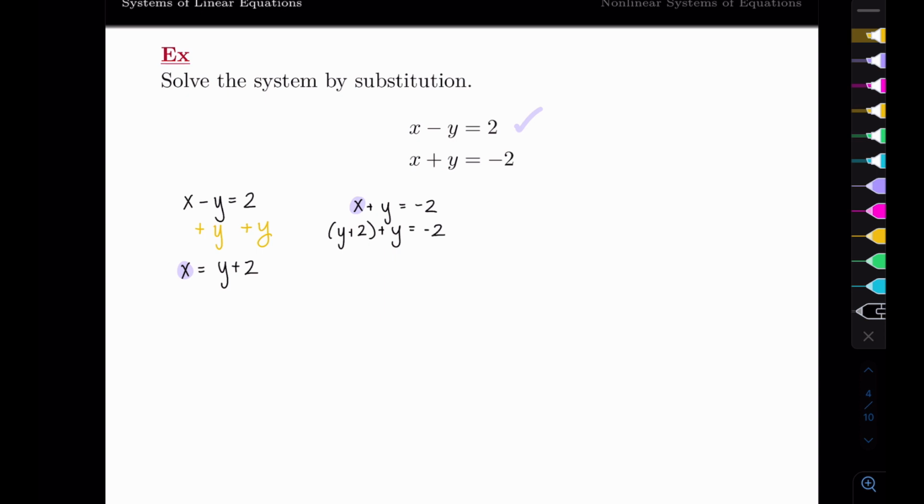If I go ahead and condense these, y plus 2 plus y, I can group my like terms. So this is 2y plus 2 must equal -2. And then to solve, we just isolate the y value. So we subtract 2. This gives us 2y is -4. And then I divide both sides by 2. And this lands me at y must equal -2.